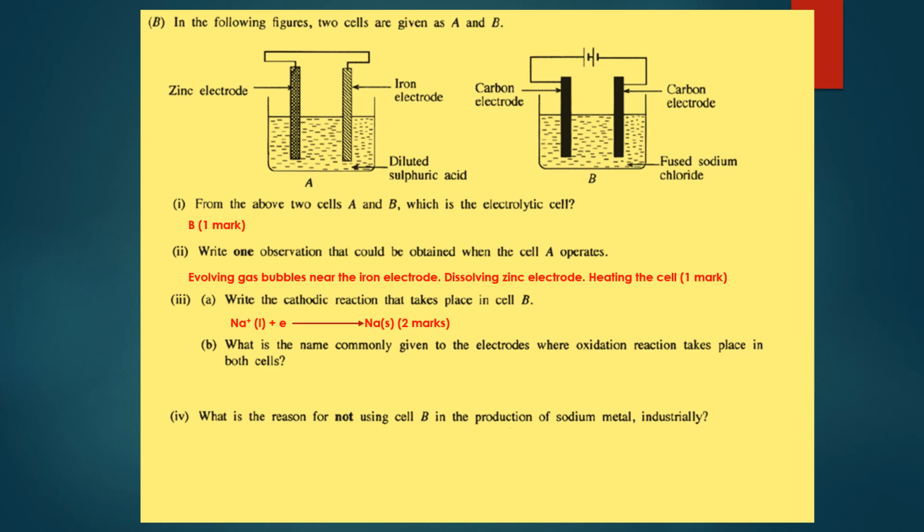Part b, what is the name commonly given to the electrodes where oxidation reaction takes place in both cells? That is anode. Always the electrode where oxidation takes place is the anode. The electrode where reduction takes place is the cathode. Part 4. What is the reason for not using cell B in the production of sodium metal industrially? That is due to forming sodium chloride again by joining sodium and chlorine. You can earn 1 mark.